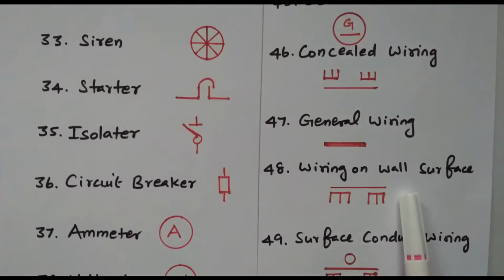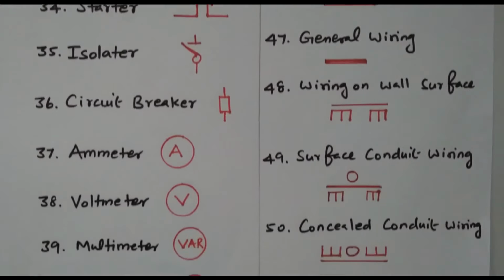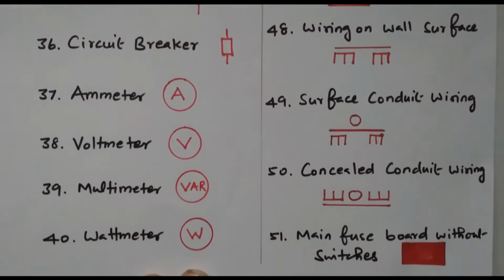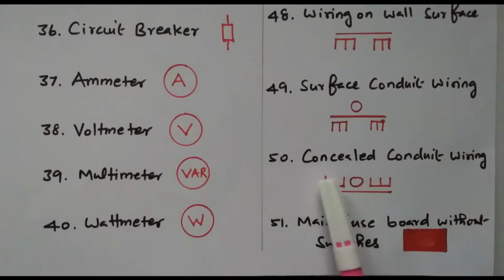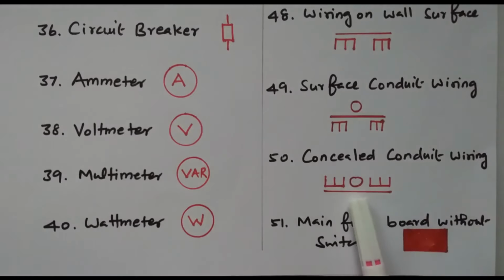Wall surface wiring. See, this is going upward, this is going downward. The wires are going downward, so that is wall surface. Surface contact wiring: one circle is available, the same diagram with one circle. Concealed contact wiring: this wire, circle, everything is available in the upward direction.